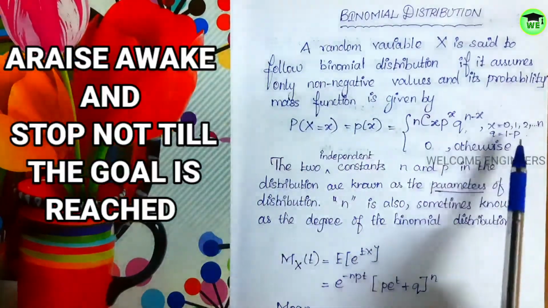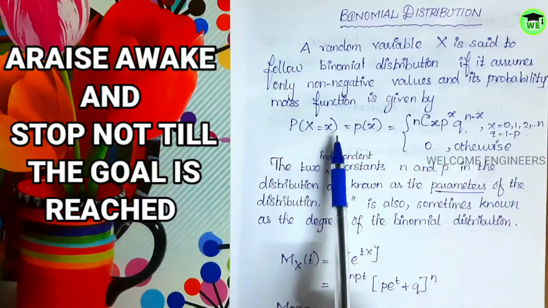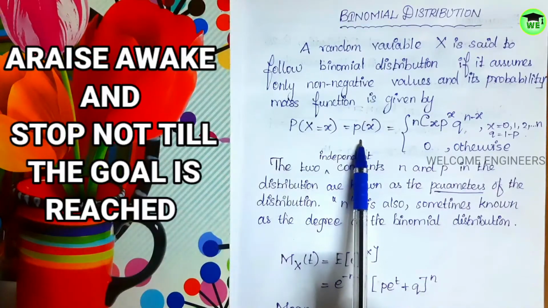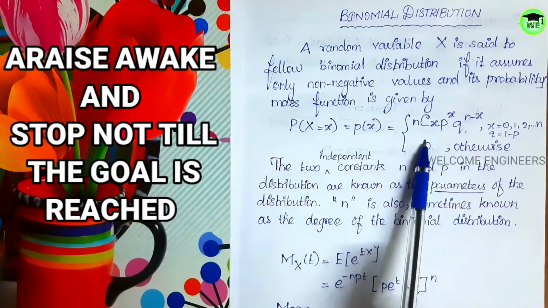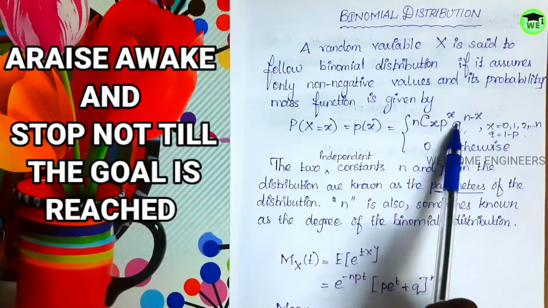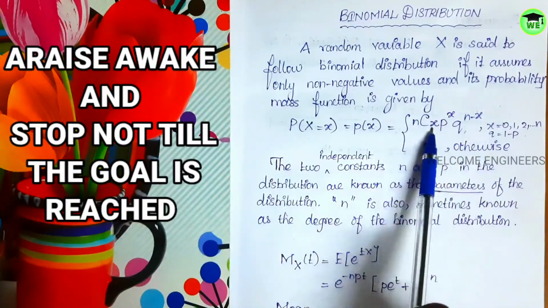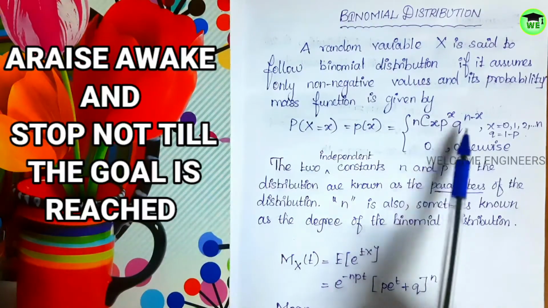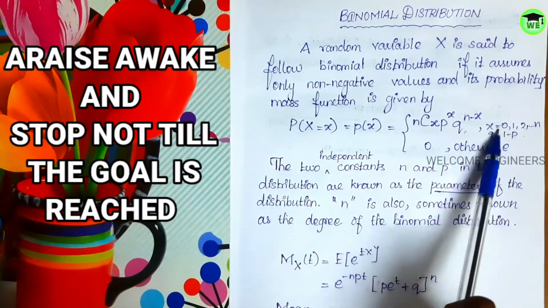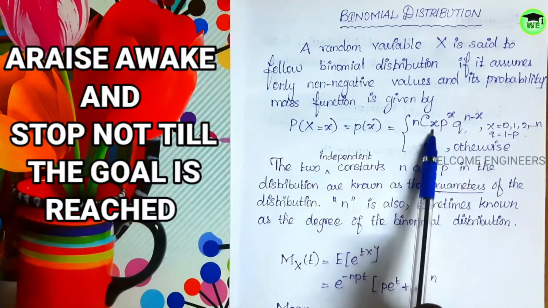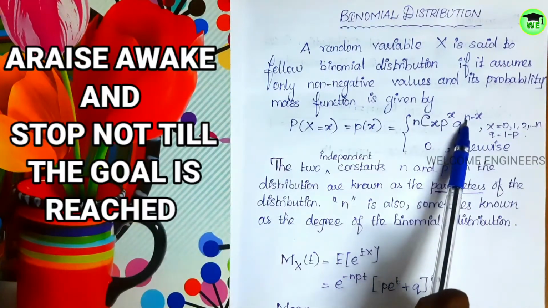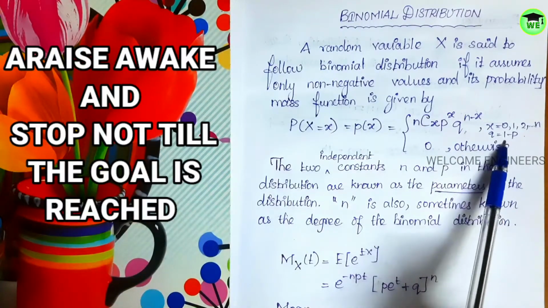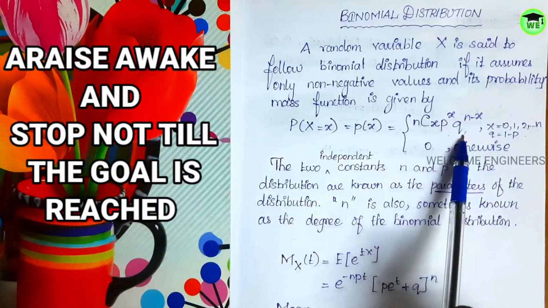Binomial distribution probability mass function formula. The probability mass function is denoted by small letter p. So this is the formula nCx p^x q^(n-x). Here nCx means combinatorial. We have to find the combinatorial for the given x value. So if x is 0, here it is nC0 p^0 q^(n-0). Here q is equal to 1 minus p. So p is success and q is failure.